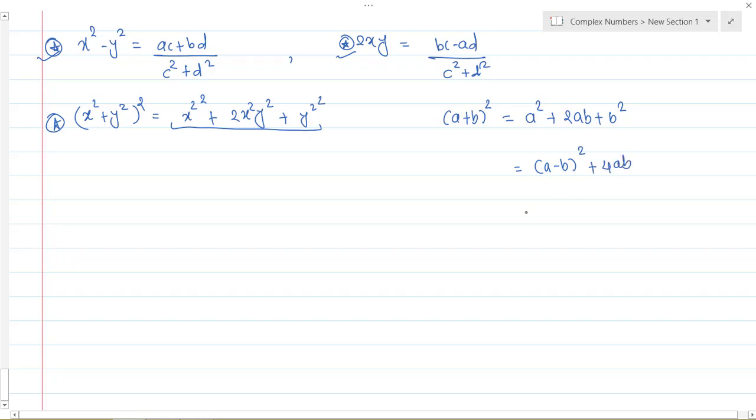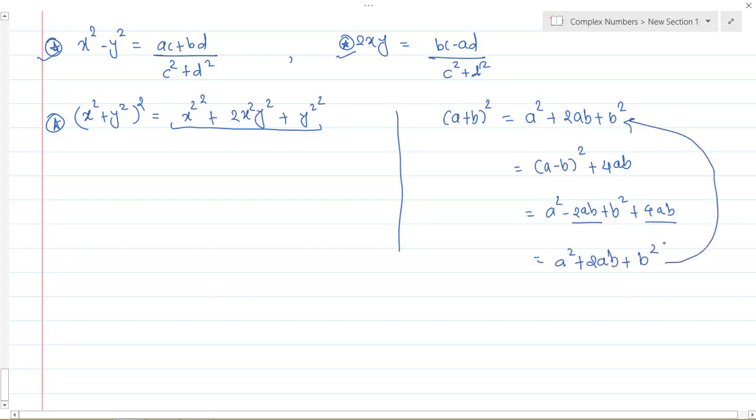Okay, if you open this, I will give you the proof. So it is a² − 2ab + b² + 4ab. It is nothing but a² − 2ab + 4ab becomes 2ab, plus b². Now see here, these two formulas are same, no? So what we can write is (a + b)² is equals to this also. So let's use that formula here.